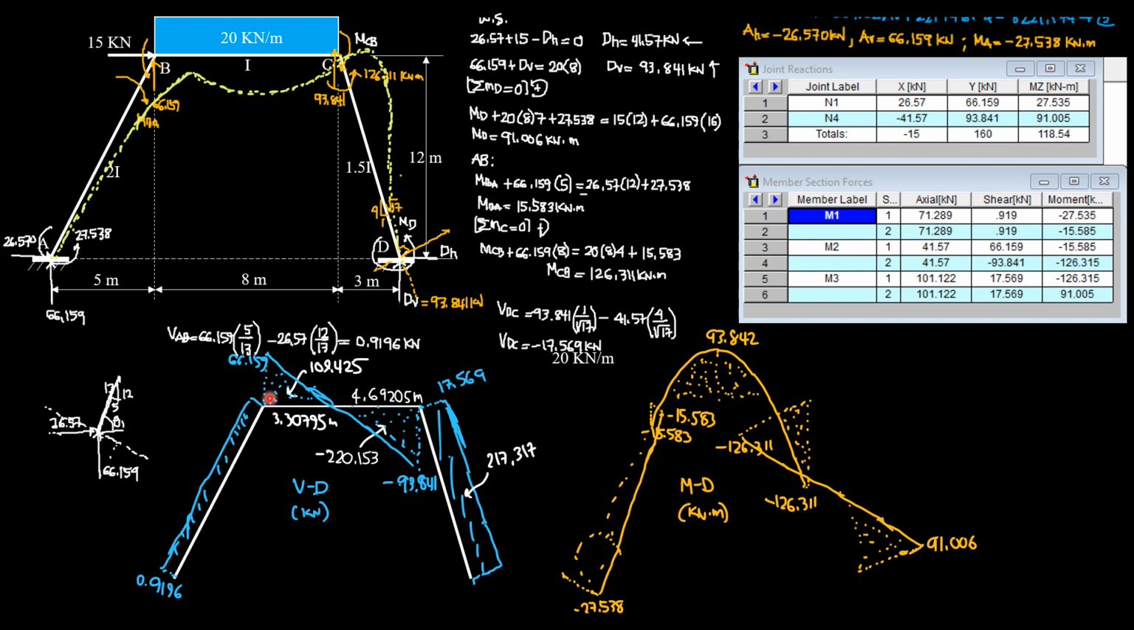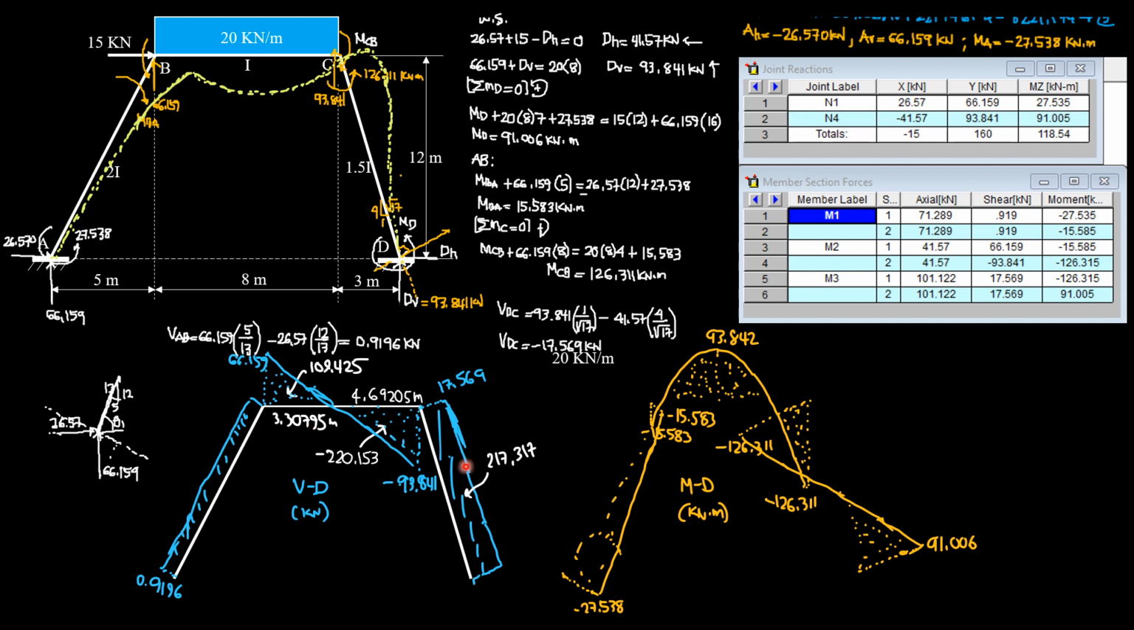So 66.159, then minus 20 times 8, negative 93.841 for member 2. So that's why you have here shear negative 93.841. Then it should close because the vertical reaction at D is 93.841. Then we have 17.569 because this is negative here, so it's positive at the other end C. 17.569 constant, then minus 17.569, so that's why it closes here.